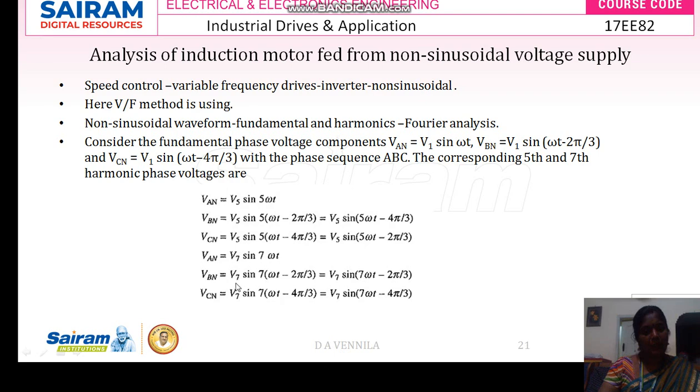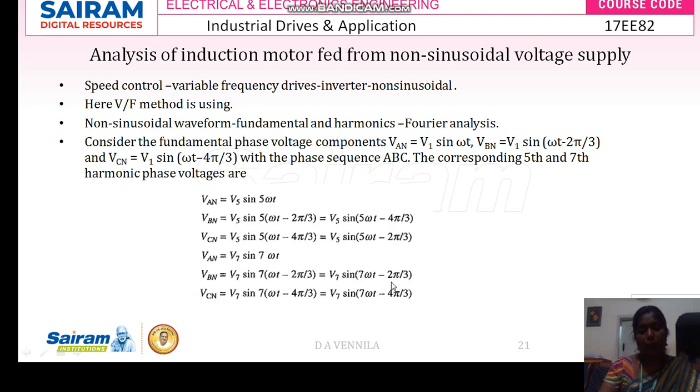Okay, so in seventh order harmonics, if you take with respect to the fundamental component, you are going to write this. This one will be same as that of your fundamental. VBN equal to V7 sine(7 omega t minus 2 pi by 3). V7, 7 omega t.